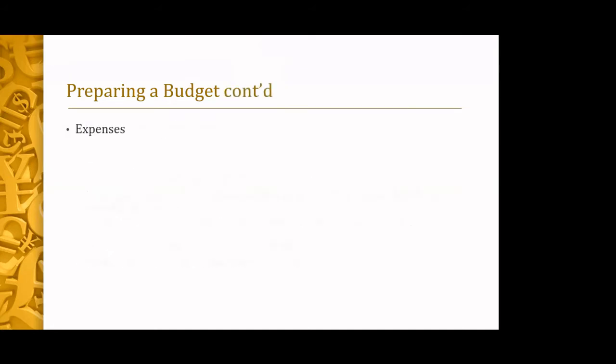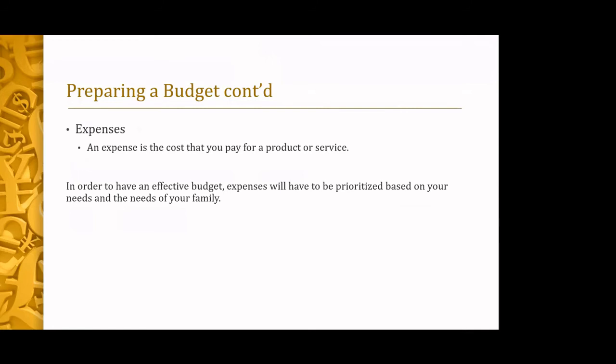Now, preparing a budget, expenses. This is the area that's sensitive to a lot of us, you know. Sometimes we get carried away. We see sales and we see opportunities, but guess what? We have to keep it real in order to keep our peace of mind and focus on what's important. An expense is the cost that you pay for a product or service. In order to have an effective budget, expenses will have to be prioritized based on your needs and the needs of your family.